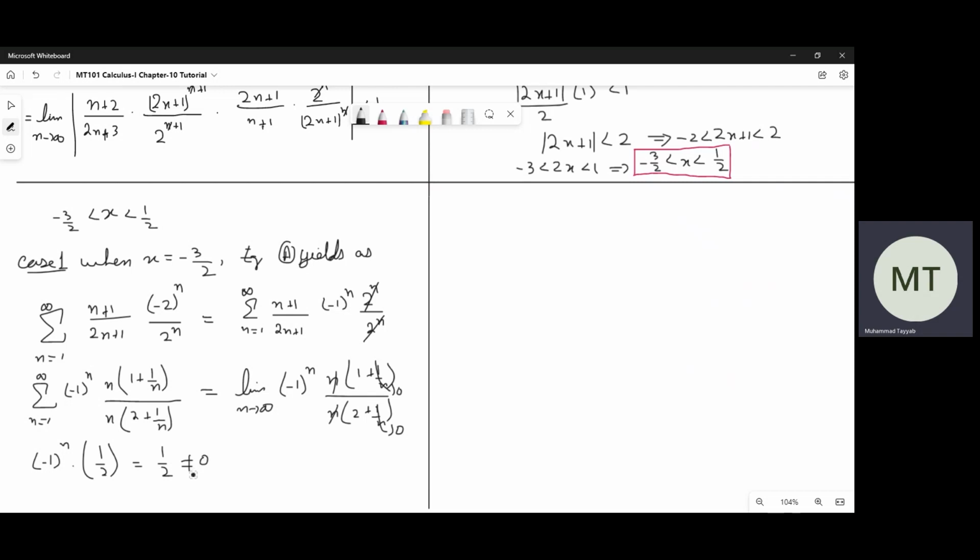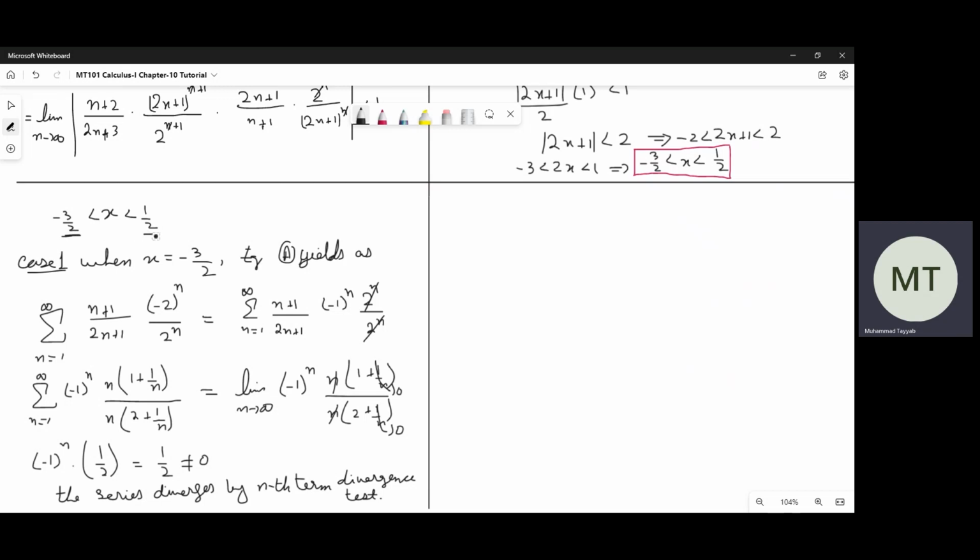So the nth term divergence test says that whatever values you have intermediately, if you look at the nth term limit and it is other than 0, this means that the series diverges by the nth term divergence test. The series is divergent by the nth term divergence test. So at this endpoint minus 3 by 2, the series is divergent.